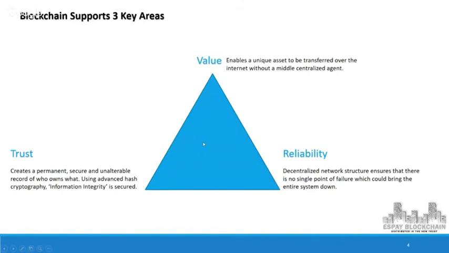The third one is trust. It creates a permanent, secure, and unalterable record of who owns what. So whenever a value is stored, or any graphic or painting is sold over blockchain, the blockchain keeps a record of who was the previous owner and who is the next owner, and all this record is kept on all the nodes of that blockchain. Using advanced hash cryptography, information integrity is secured.